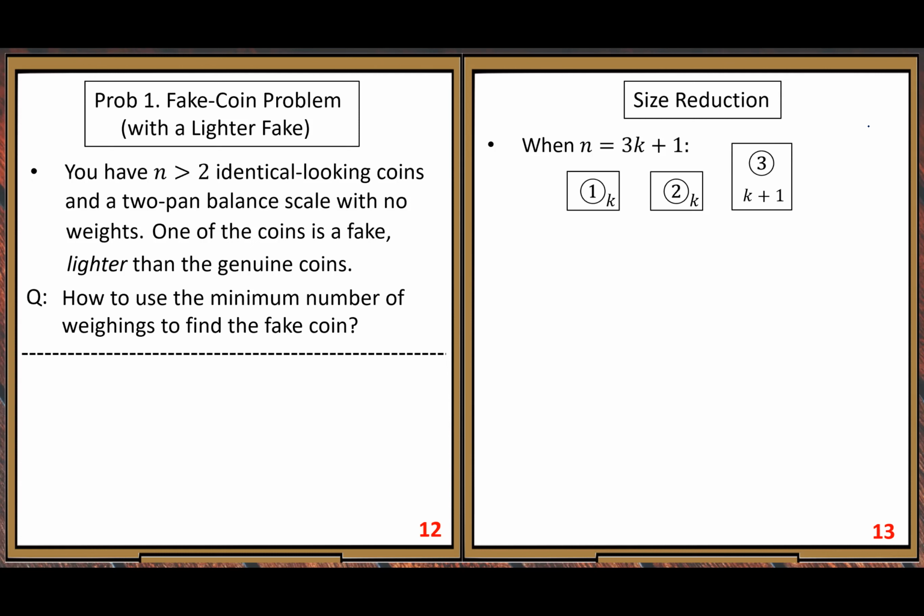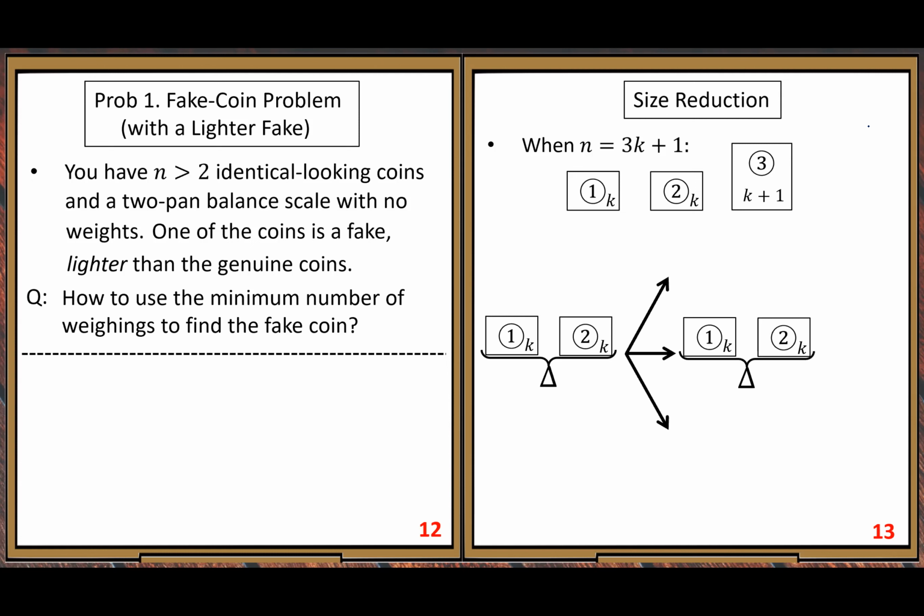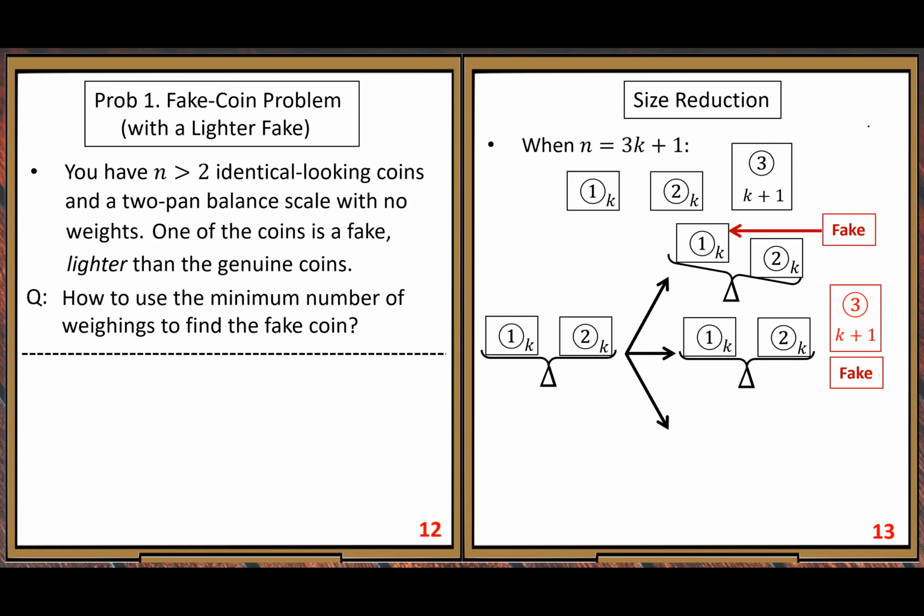Then, look at the 3 groups in this way. We distribute the coins as evenly as possible. Although not a perfect, even way, it's the best we can do. All right, k plus 1. So group 1, group 2, fake in group 3. All right, so fake.